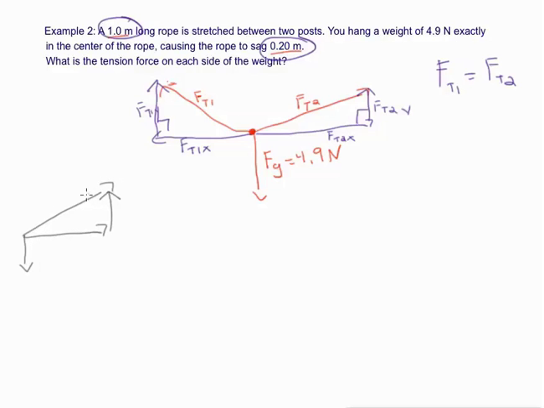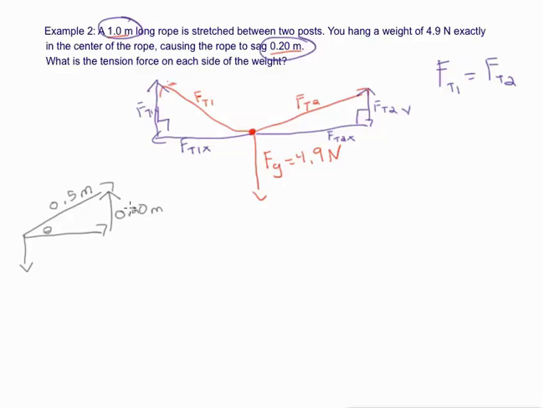If the whole rope is a meter long and we're hanging the weight exactly in the center, then there should be 0.5 meters on each side of the weight. And if the rope sags down 0.2 meters, this should be meters. You can draw a triangle for a situation, and you can usually draw several different ones as long as you're consistent. Our free body diagram has forces. This little triangle we're sketching over here has lengths or distances. And we want to know what this theta is.